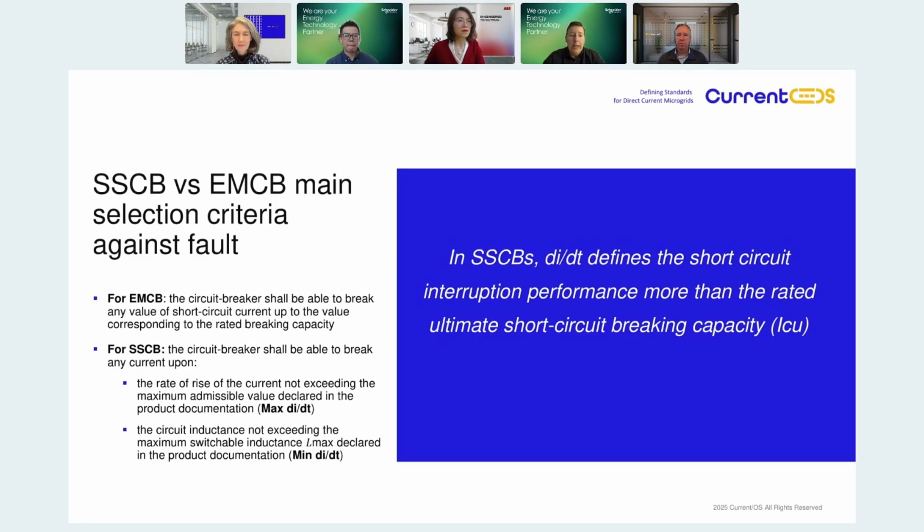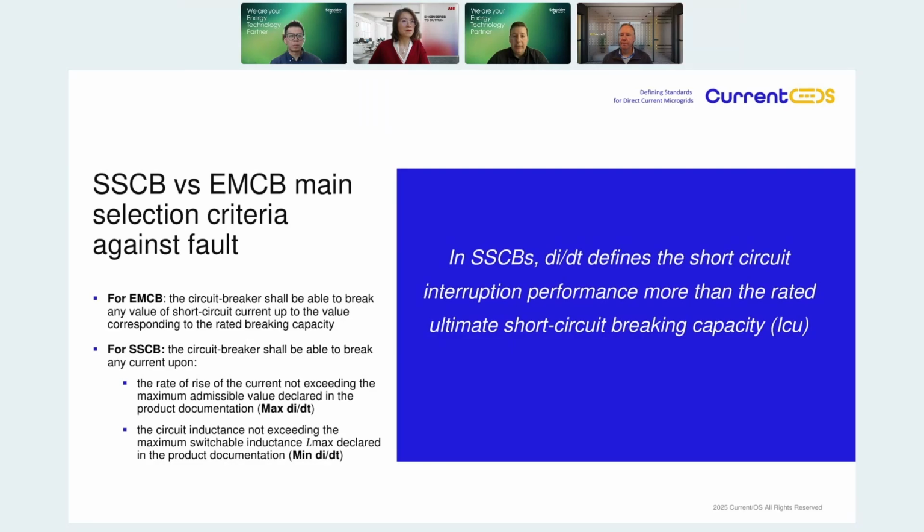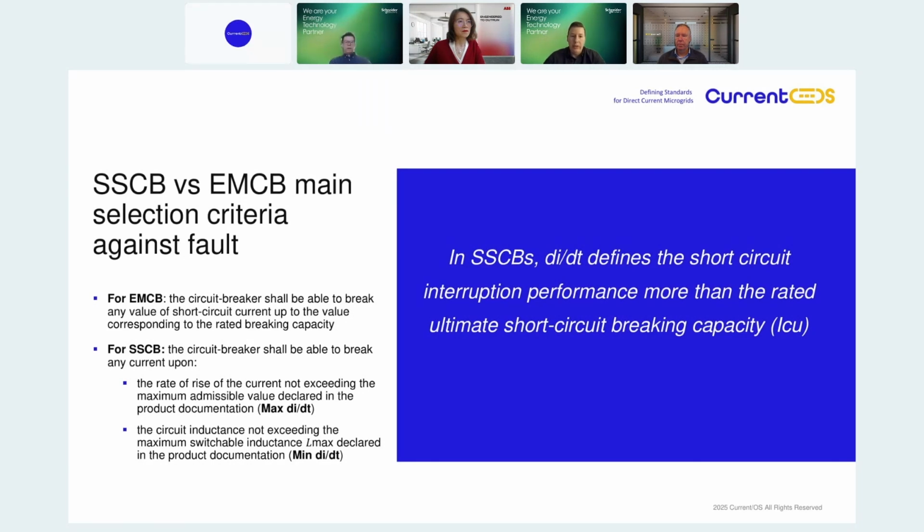On the other side, the circuit inductance must not exceed the maximum switchable inductance declared by the manufacturer. So basically, we select a maximum value of the current derivative because the higher the inductance, the higher the energy which has to be handled and dissipated by the internal clamping device of the solid state. So in a solid-state circuit breaker, the current derivative defines the short circuit interruption performance more than the traditional rated ultimate short circuit breaking capacity, called Icu. Next slide.